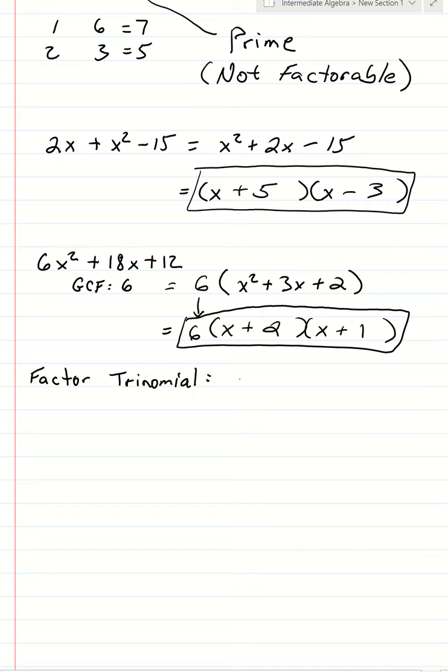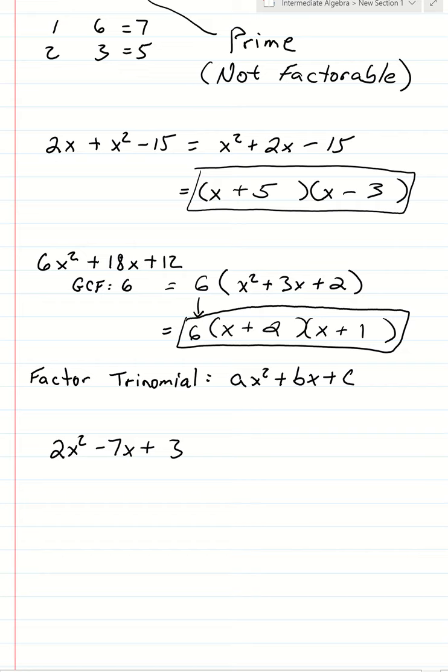It's going to look something like this: ax squared plus bx plus c. So the only difference is that you will have a different leading coefficient. It won't be the number 1. It could be any number that would work. For example, let's say we have the following: 2x squared minus 7x plus 3.